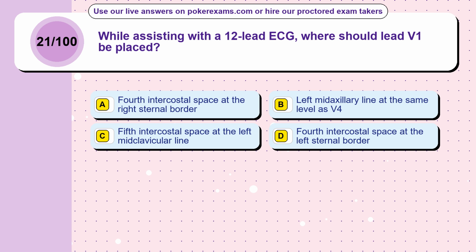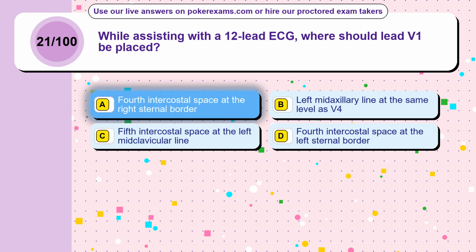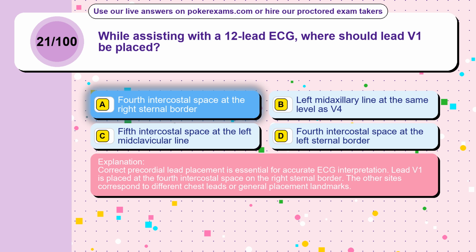Option D, a fourth intercostal space at the left sternal border. The correct answer is option A, fourth intercostal space at the right sternal border. Correct precordial lead placement is essential for accurate ECG interpretation. Lead V1 is placed at the fourth intercostal space on the right sternal border. The other sites correspond to different chest leads or general placement landmarks.